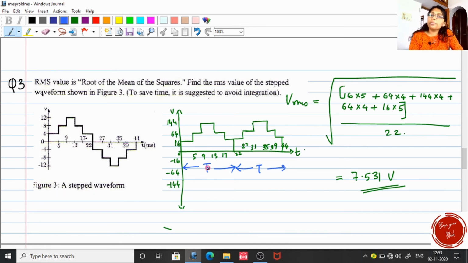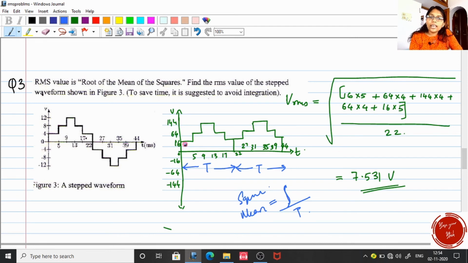So here the time period is T. Anyway, we have squared the function, and the next step is to integrate it and divide by the time period, isn't it? We have squared it, and next we have to take the mean. Mean means integration divided by time period. So what is integration? The concept of integration is to take the area under the graph.